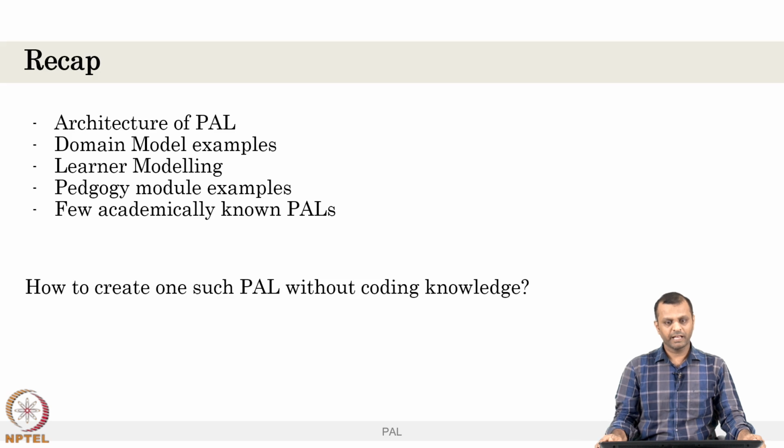Before we go on, let us recap the last 6 weeks. I think you have crossed the middle of the semester. We started with the architecture of PAL. We talked about the learner model, domain model, PED module, how we can create content, how AI can help, all those details. Then we went on to the domain model examples. We saw a couple of them, the rule-based models or constraint-based models. It's basically how you structure the data. Data can be structured in any way you want, but how to label and tag it, all those details.